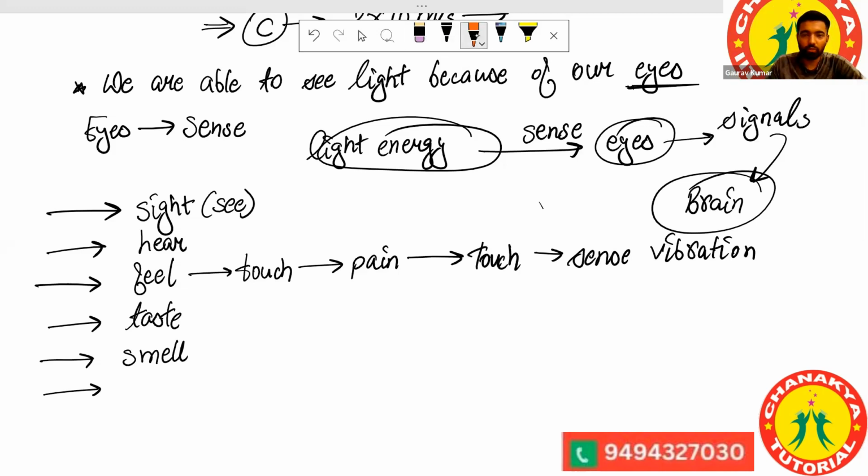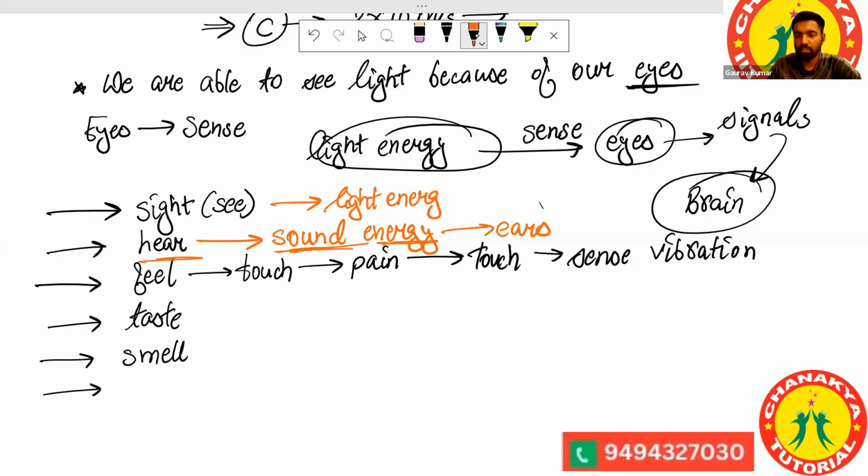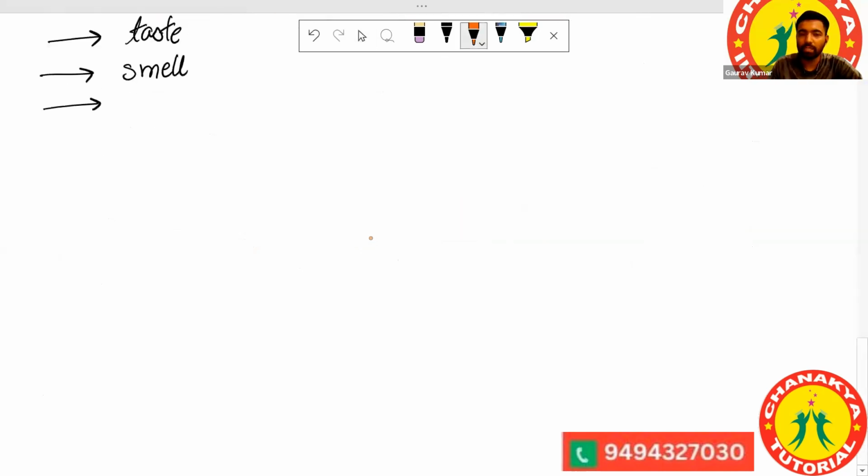So we have talked about one sense, this is sound. Sound is also a type of energy. We can sense the sound energy with the help of ears. Similarly, we are sensing light energy with the help of eyes. So how are we able to see light?